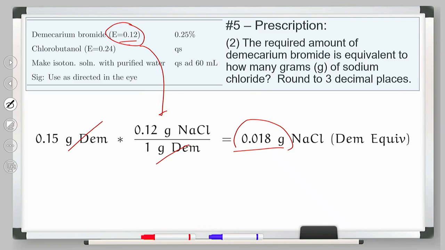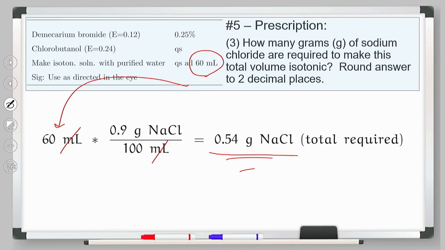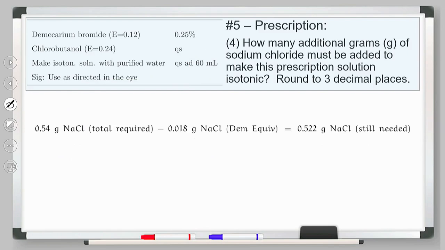so we still need a lot more. So let's take this amount that we're getting from the drug and subtract it from the amount we need. So in terms of how much additional sodium chloride we need, if this is our target, 0.54, and this is what we get equivalent-wise from the drug we'll be dissolving, then what we still need to get from sodium chloride is 0.522 grams. That's the weight of sodium chloride I still need to add. And if we were using sodium chloride, we'd be done. Yay for us. But we're not.